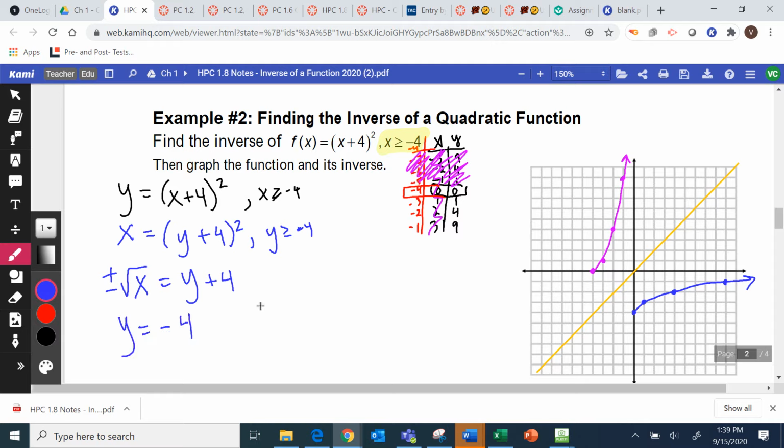I'm going to subtract that 4. I don't know why I wrote a 2 there. There we go. Okay, so this is the equation that I got when I solved it. If I were to graph this equation, would that make the blue graph?